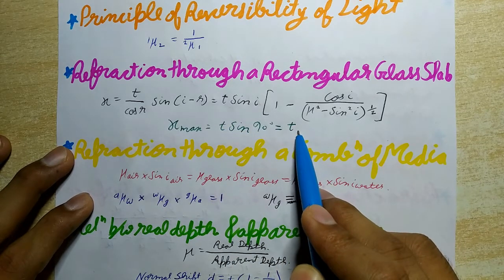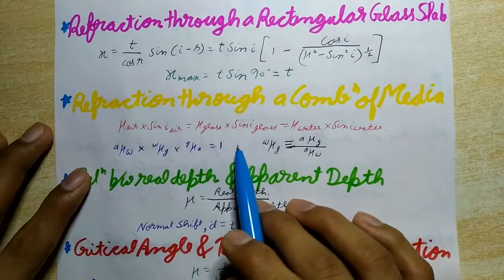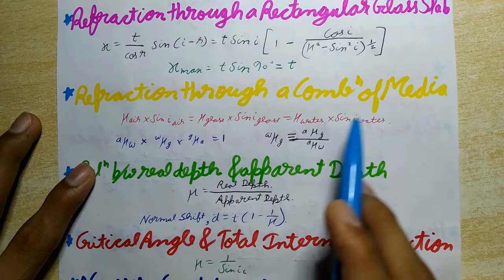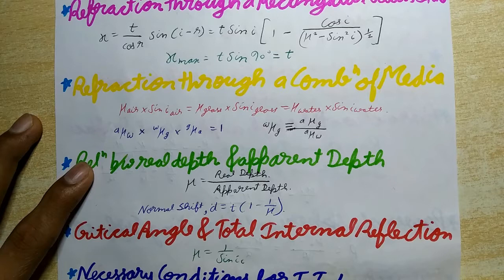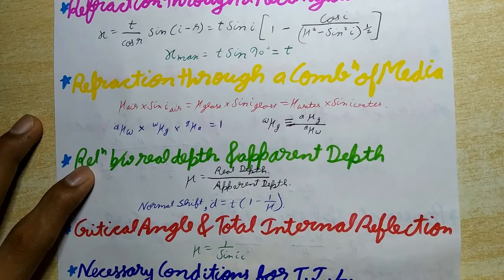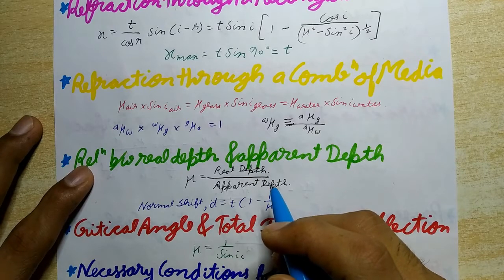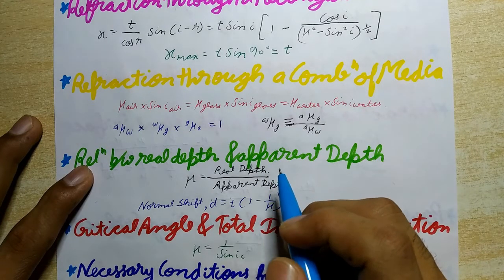Thus the displacement of the emergent ray cannot exceed the thickness of the glass slab. Now next is refraction through a combination of media. So when a ray of light passes through a combination of media, the quantity mu sine i remains constant, where mu is the absolute refractive index of the medium and i is the angle of incidence in that medium.